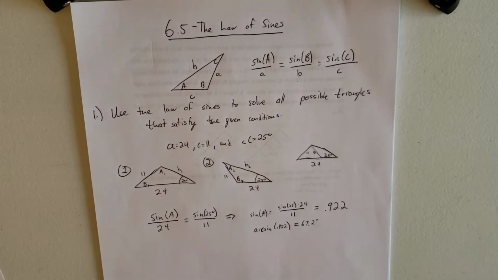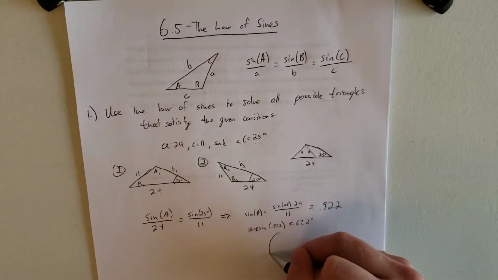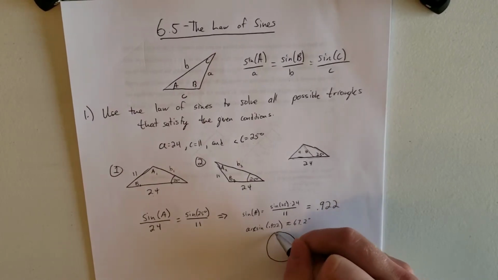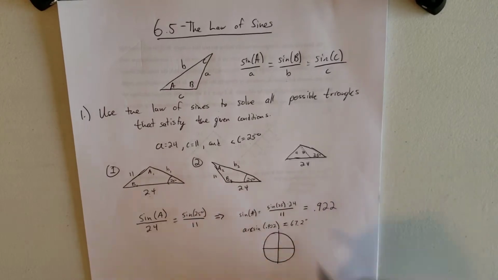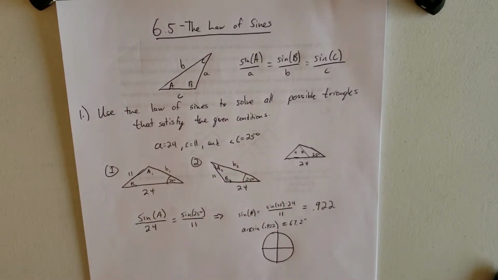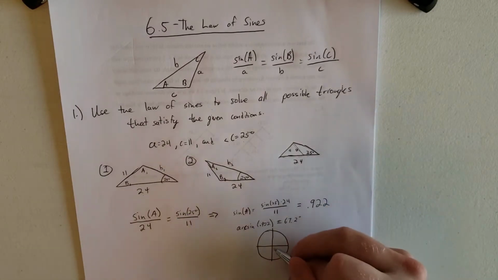Okay, so we have 67.2 degrees. Now, that's not the only solution to that, though. Right? Our calculator said 67.2 degrees, but there's another angle that when we plug in that angle, we get sine of that angle is equal to 0.922. So let's think through that.